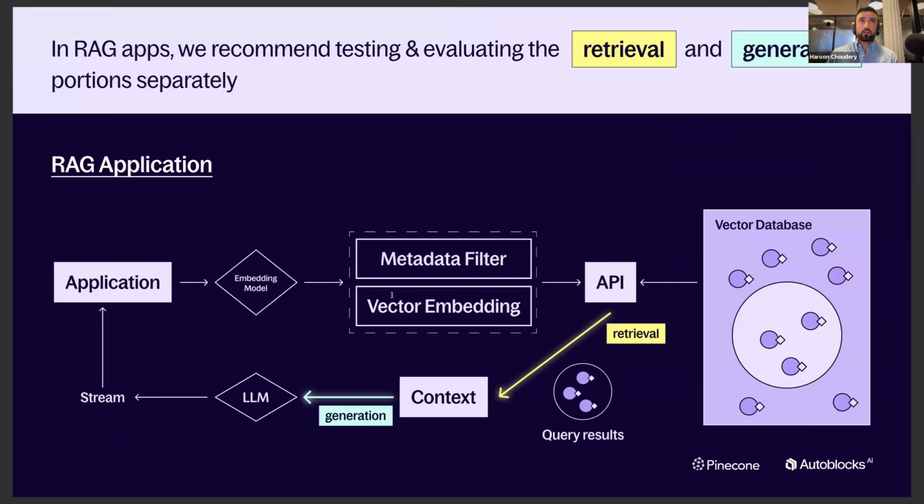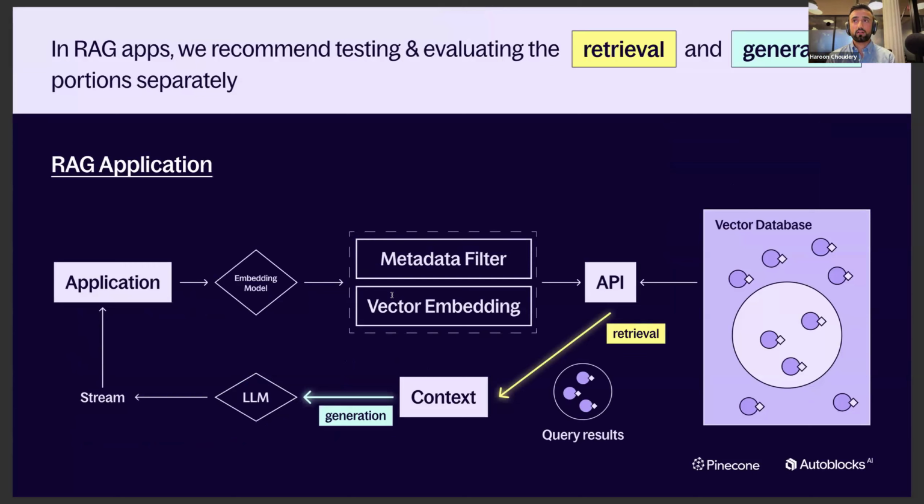At Autoblocks, we recommend testing and evaluating the retrieval and the generation portion separately. For most intents and purposes, you can essentially test and evaluate these things in a fairly mutually exclusive way. We suggest starting by doing it separately, and then you can run an end-to-end test once you're happy with the optimizations you've made to both parts of the system.